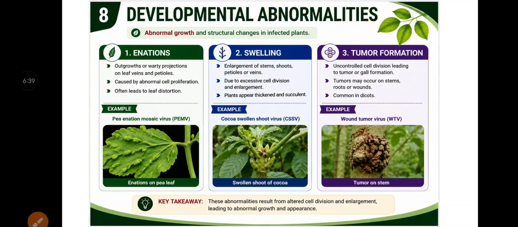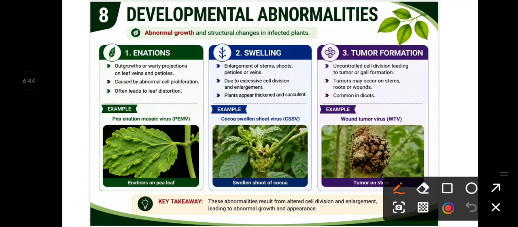So examples of developmental abnormalities: first is the enation. This is the most important symptom, and enation is produced by the virus. Also important is the pea enation mosaic virus. Remember both the example as well as the symptom. So what is enation? Enations are outgrowths or warty projections on leaf veins or petioles.